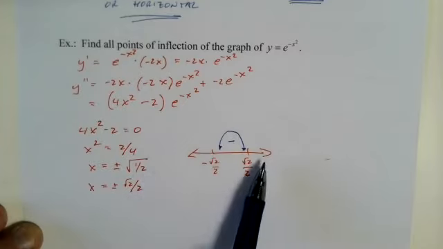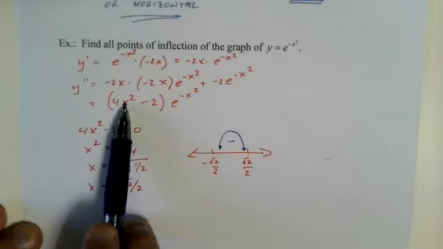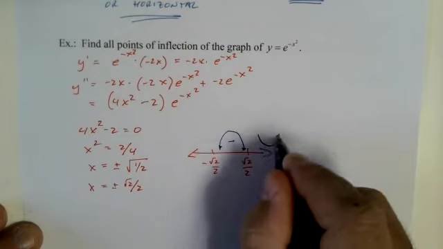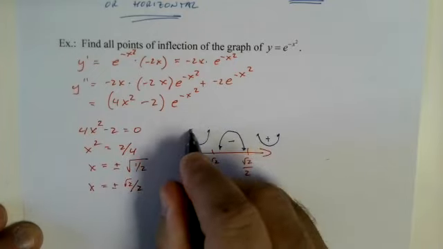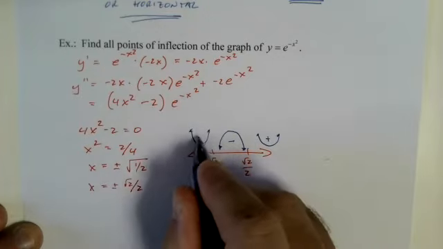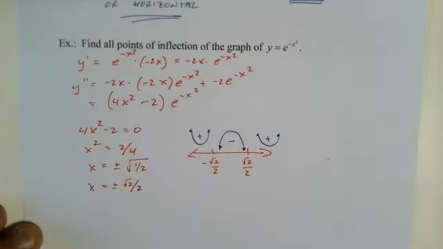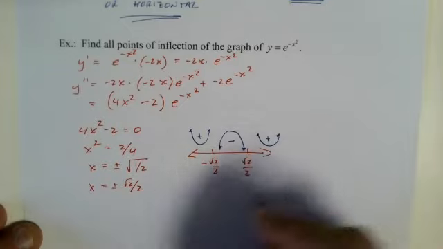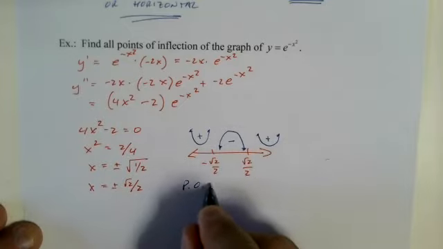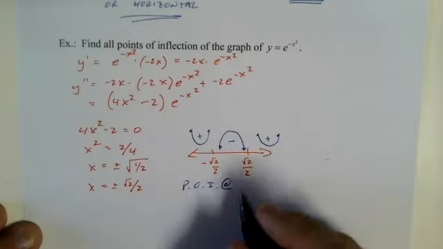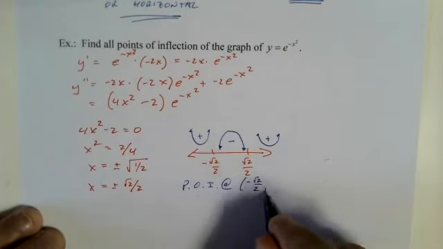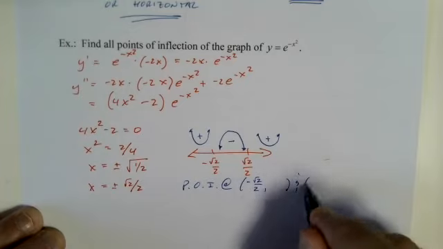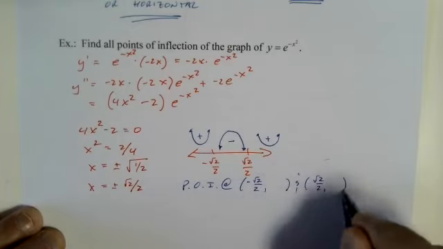Plug in 100. It's a big honking positive number. Concave up. Same thing for the negative 1, because squared away, concave up. So we have POI, points of inflection, at negative root 2. I'm going to do it right this time, comma something, and positive root 2, comma something.